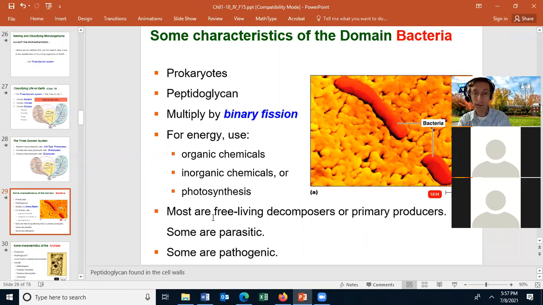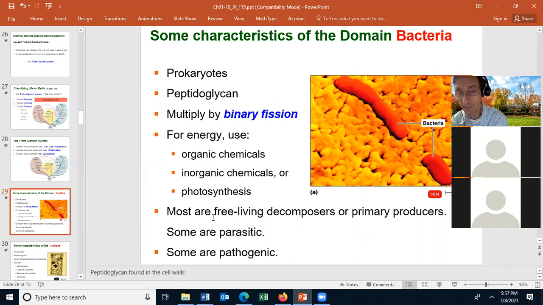Most of the domain bacteria are free-living decomposers or primary producers, but some of the domain bacteria are parasitic and some are pathogenic. Remember, a pathogen is a bacteria or a microorganism that causes disease. A parasite is one that lives off of the other and harms the other.